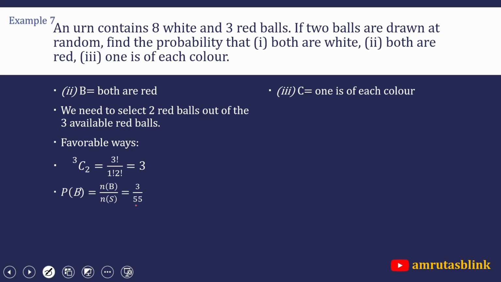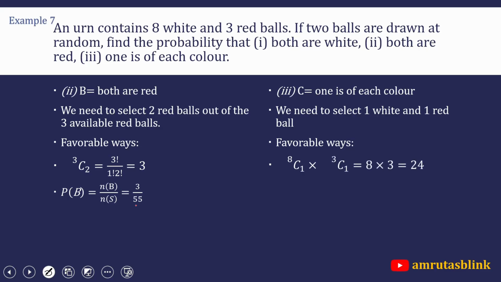And let's look at the third case, that is one of each color. One of each color means one ball should be white and another ball should be red. Now there are 8 white balls and 3 red balls. So number of favorable ways are 8C1 into 3C1. So 8C1 is equal to 8 and 3C1 is equal to 3. Hence 8 into 3 is equal to 24. So probability of this event C, that is probability of one ball of each color, is equal to n of C upon n of S, which is equal to 24 by 55 is the final answer for the third case.